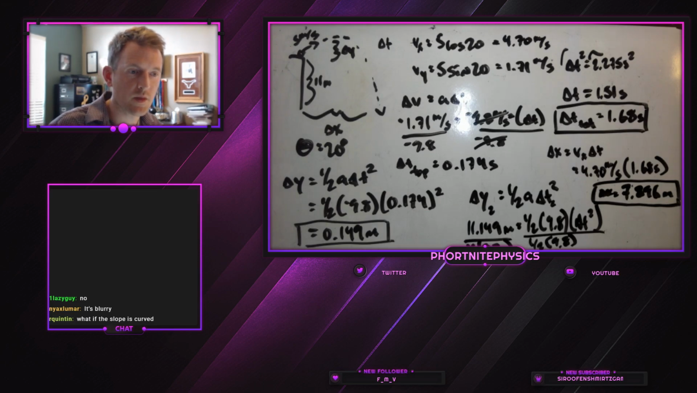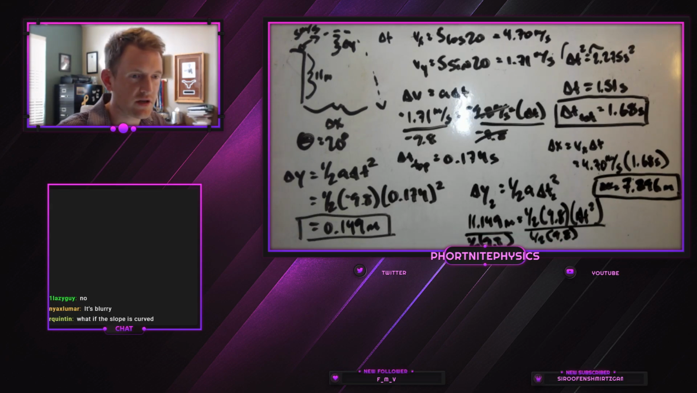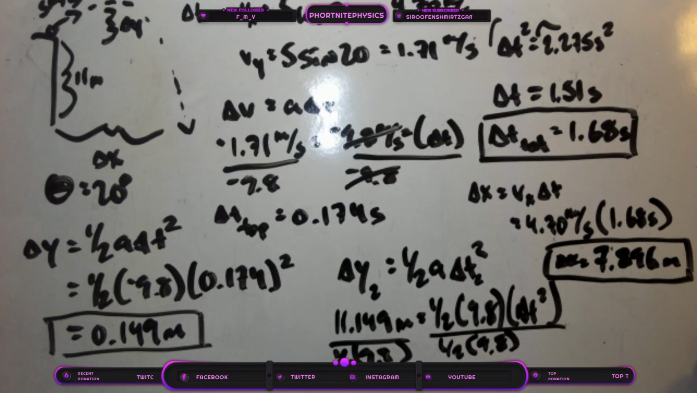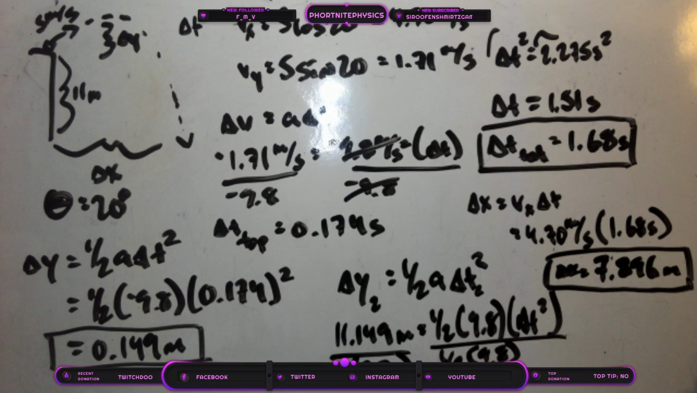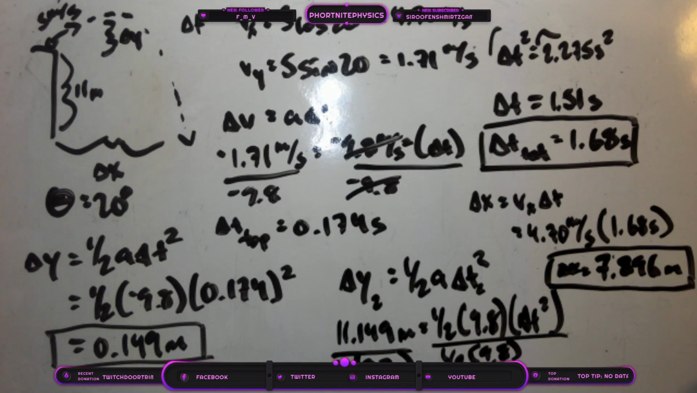There we go. What if the slope is curved? What do you mean by that, Quentin? Because that by itself does not mean anything to this section. Let's take a look at this in close-up so you can see everything all at once, everything a little bigger. I don't understand the question. What if the slope is curved?